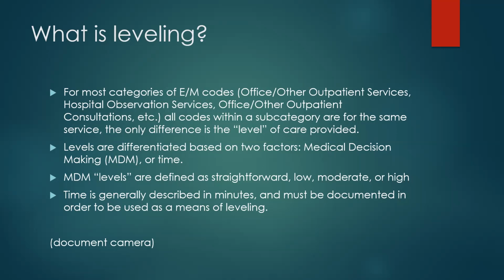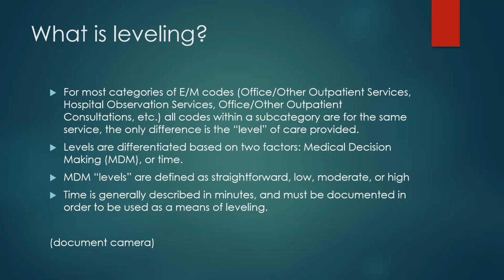Okay. So there's different levels of complexity of service and the amount of work that your provider is going to be required to do in order to meet your needs during that service. But all of the codes in that section are for the same thing. And what makes them different is the level of care that was provided. So when we talk about leveling, for most categories in E&M, there's 2 different ways that we can decide what level of care was provided.